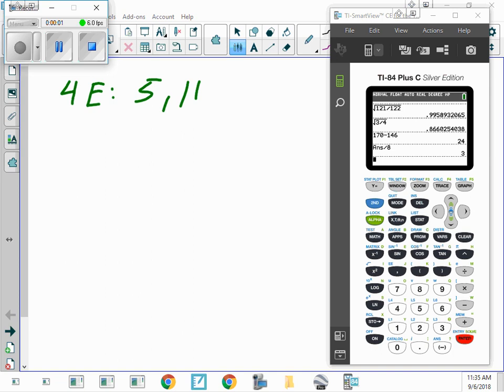So for E, numbers 5 and 11. For each list below, work out the average, the deviation from average, and the SD. I don't really care about the deviation from average.